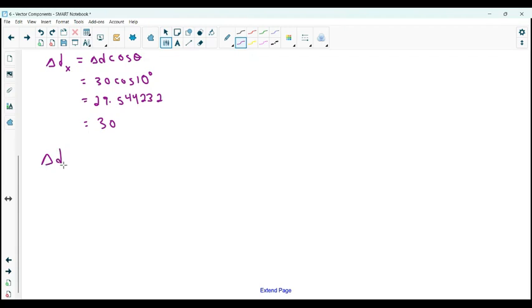Let's do our y component. Delta dy is going to be the displacement times the sine of theta. So we had 30, and it's sine of 10 degrees. So we'll plug that in. We'll go 30 times sine of 10. That's going to be 5.2 and change. 5.20944. So let's round that off for significant digits, and that's going to round off to 5.